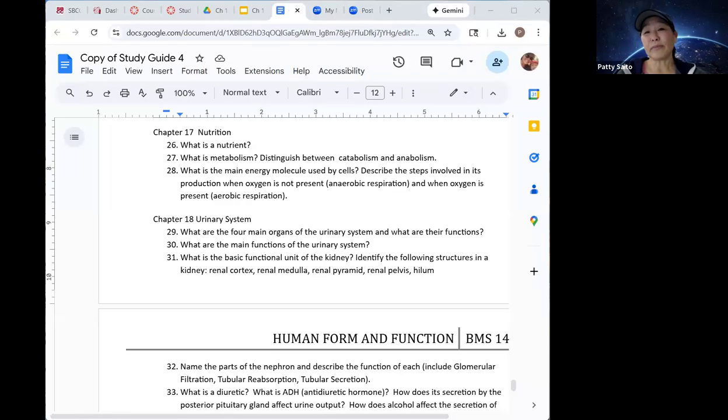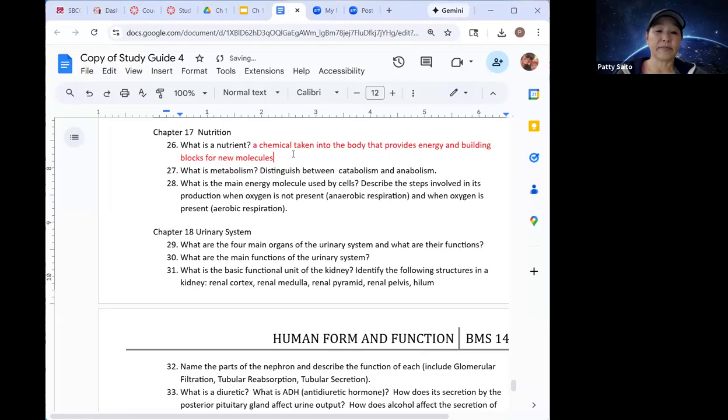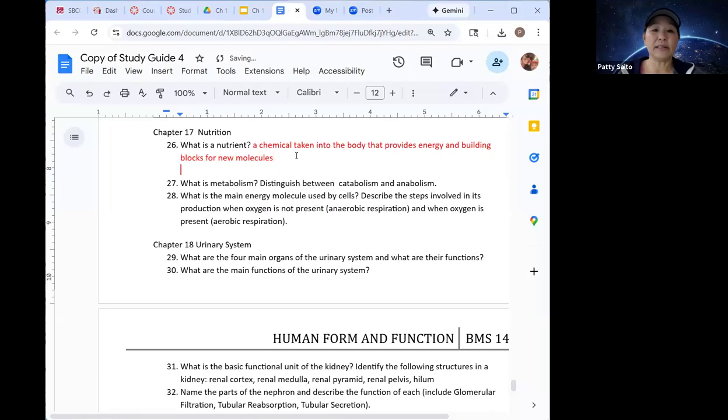Today we'll be covering Chapter 17, Nutrition. So let's begin by defining what is a nutrient. A nutrient is a chemical taken into the body, providing energy and building blocks for new molecules.